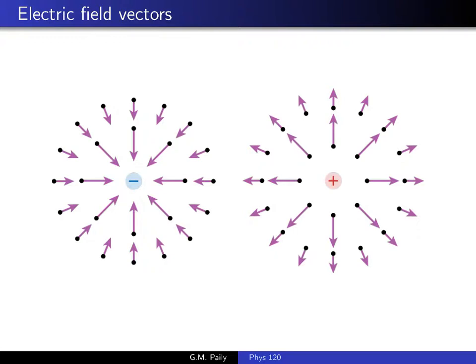Here are some more vector field diagrams. These are the vector field diagrams for the electric field around a positive charge and around a negative charge. Once again, we see the features that the field is stronger near the charge and gets weaker as we move further away.